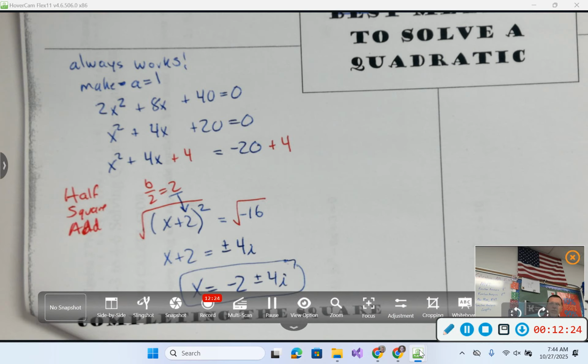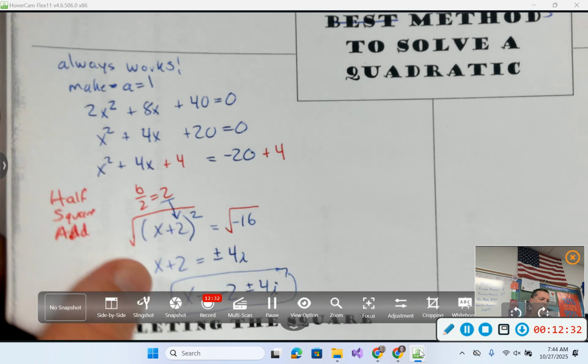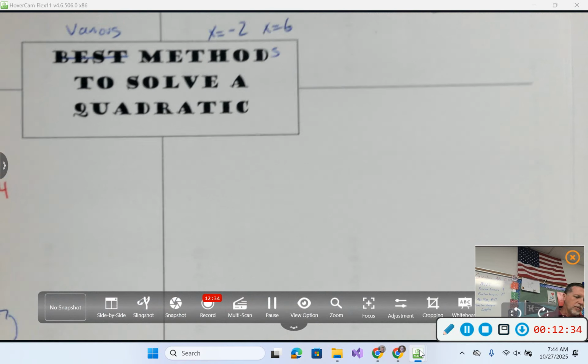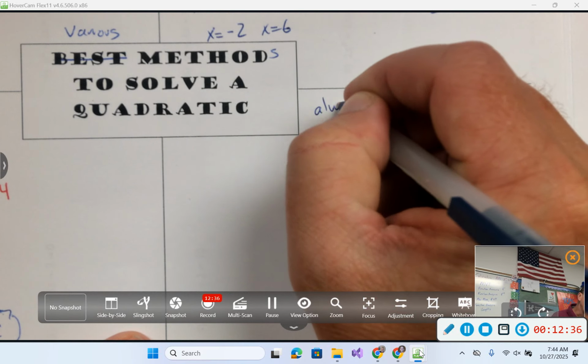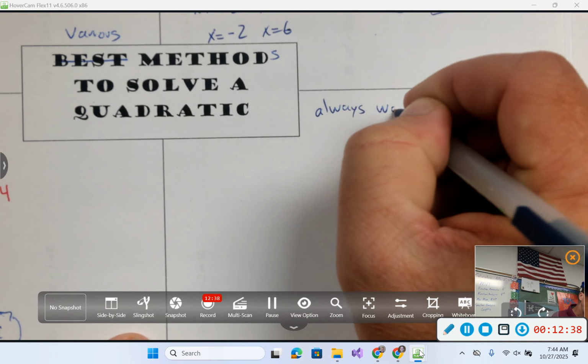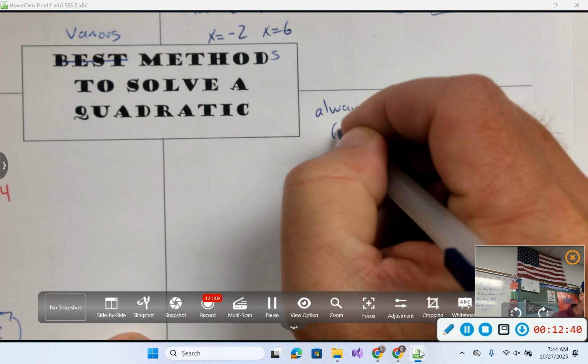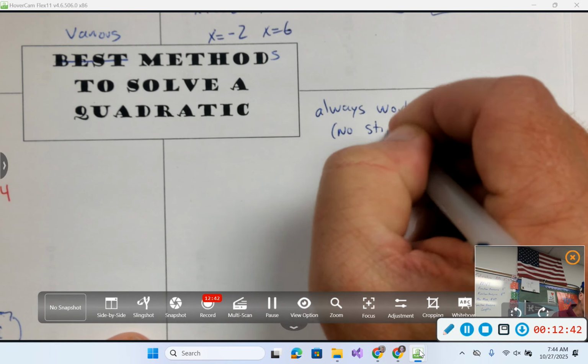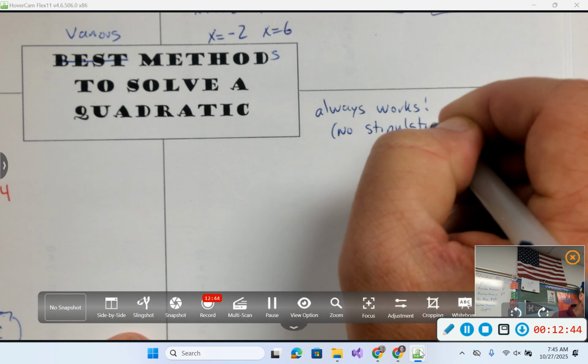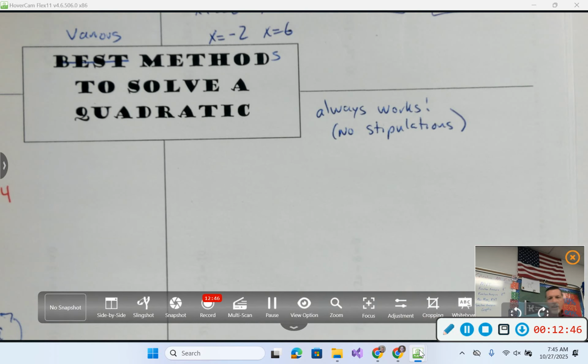We've done complete the square, but good practice to see it again. And then the last method, quadratic formula. It's another one that always works. Always works, and no stipulations. Like, you don't have to have a equal 1. It always, always, always works.